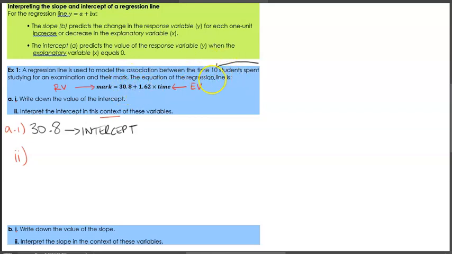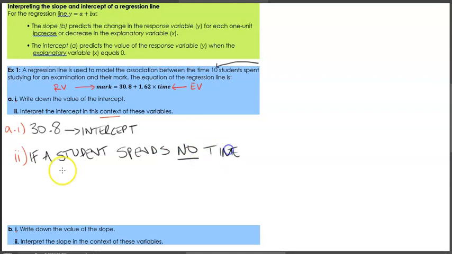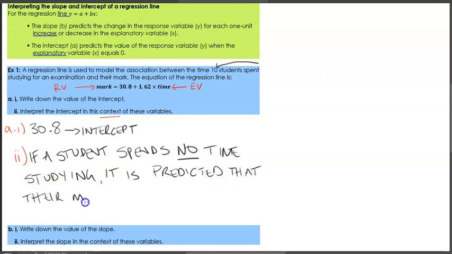It really depends. We don't know what this data is, but we do know that if a student spends no time studying, it is predicted, remember this is just a prediction, it is predicted that their mark will be 30.8. Now, I did say just before it was 30.8%, but I actually looked back at the question and it doesn't have that context.